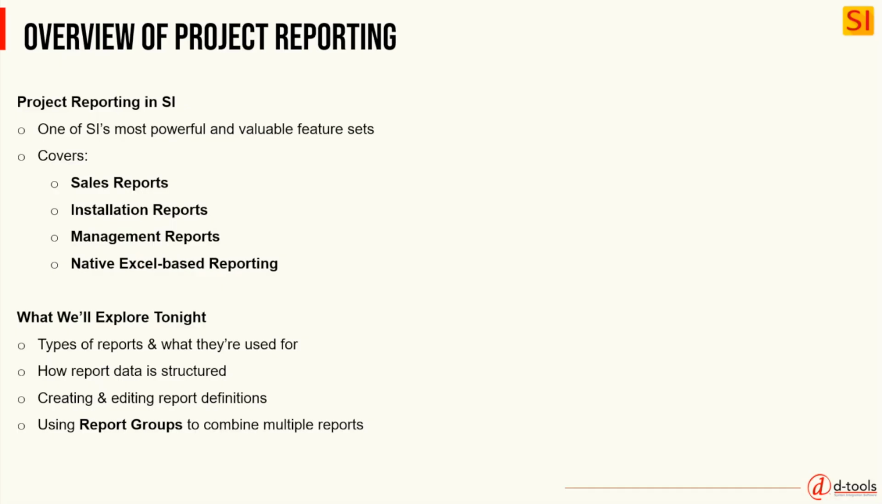The report capabilities of System Integrator are second to none, and absolutely one of its most powerful and valuable features. Tonight, we're going to discuss project reporting, covering what I like to call sales reports. We'll talk about installation reports and then management reports. And then towards the end, we'll take a look at our native Excel-based reporting to get you started with those as well. As part of the discussion, we'll cover different types of reports and an overview of the differences of their data and structure. We'll provide a good overview of the report capabilities, how to create and edit report definitions, and how to combine reports through report groups.